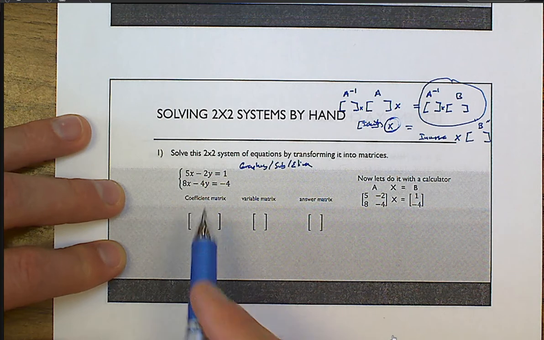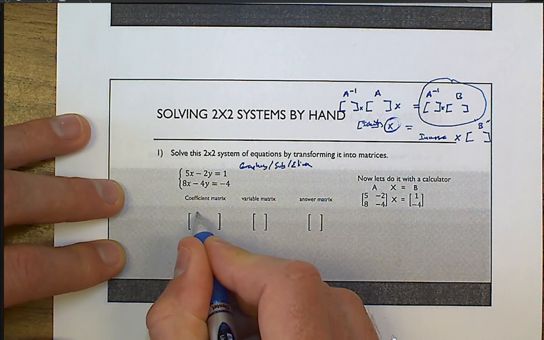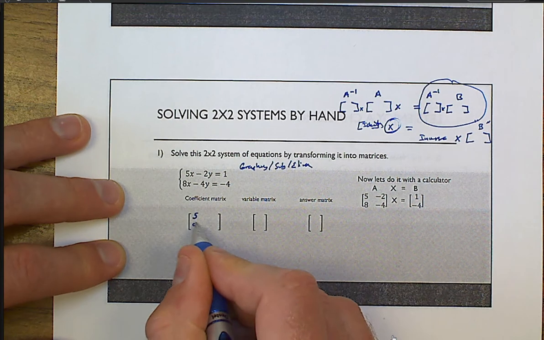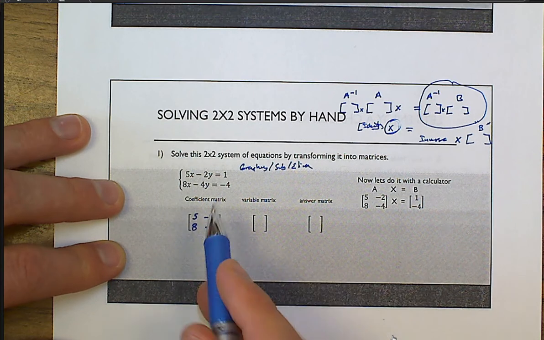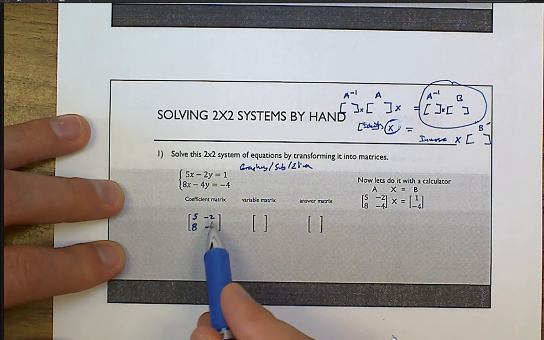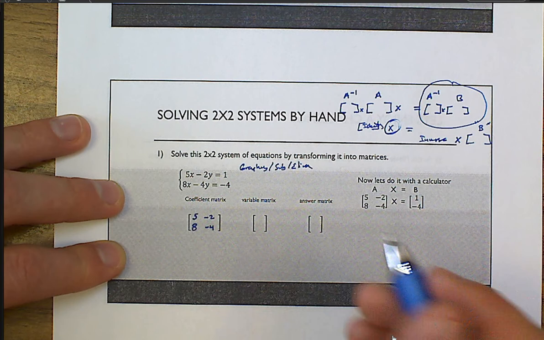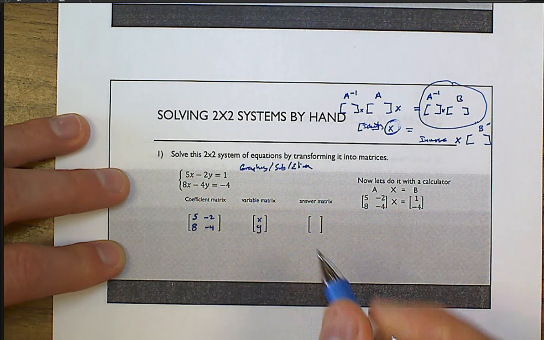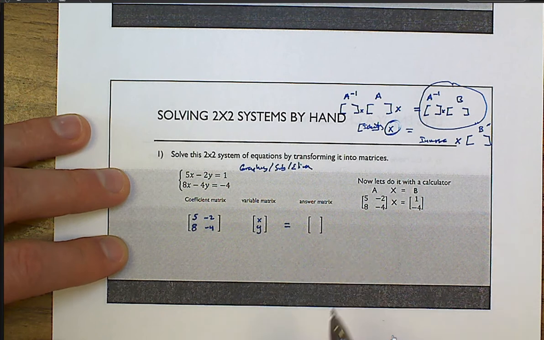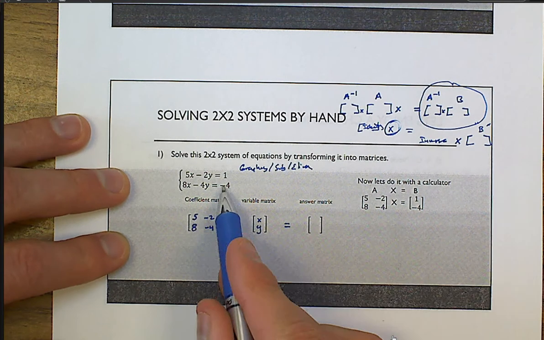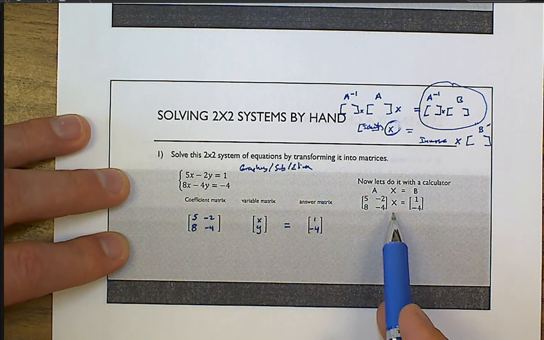So set up your coefficient matrix like this. These are the numbers: 5 and 8, and then -2 and -4. Please understand these signs will dictate whether you have a positive or a negative number. Your variable matrix is just the variables included in this problem, which are X and Y, and we list them vertically. That is equal to our answer matrix, which are the numbers on the other side of the equal sign, which is 1 and -4. You can see I have that over here.